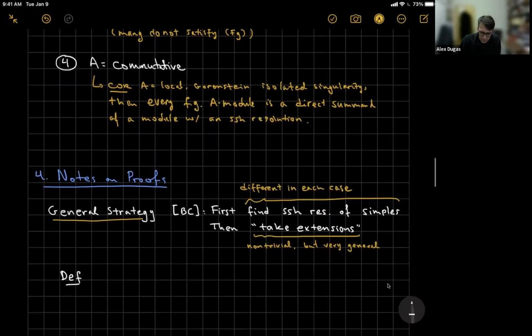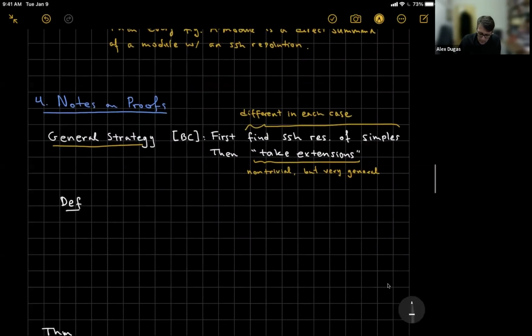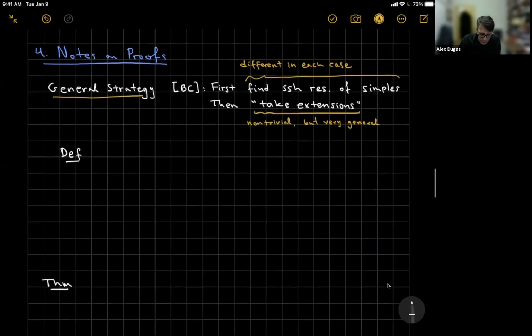So one of the problems is, if you have two complexes with semi-simple homology, and you take some extension of them in the homotopy category, you have a long exact homology sequence, and the homology of the extension could be an extension of semi-simple modules, so it might not be semi-simple anymore. So in order to get around that, we introduce a definition.